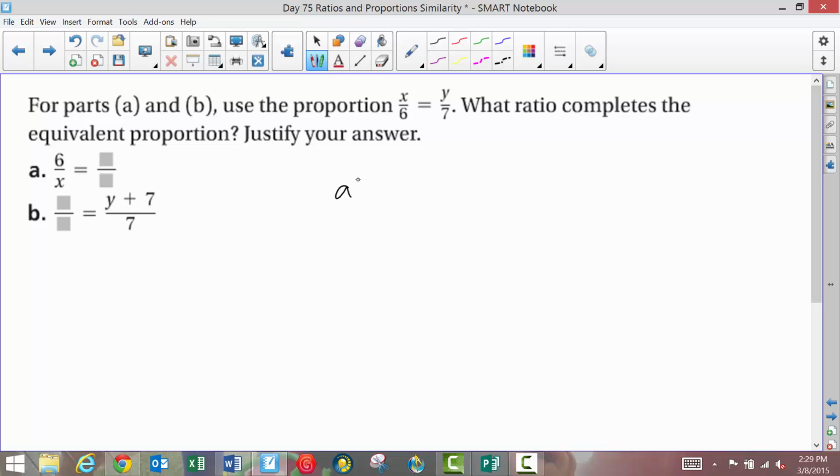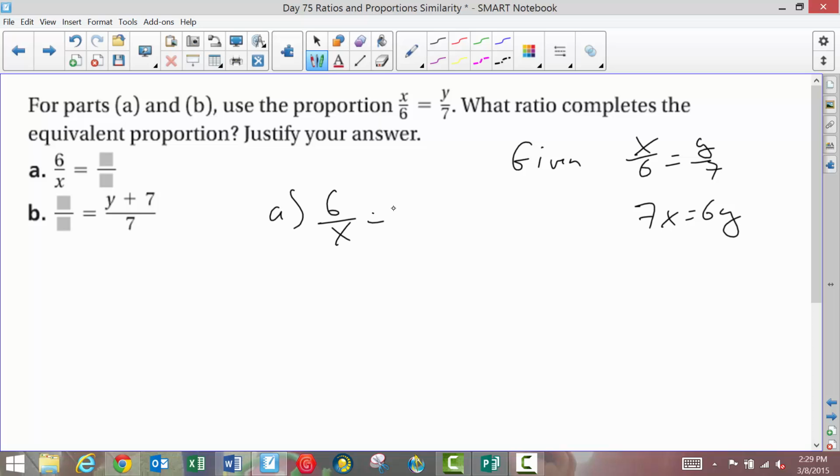So let's do part A. Well, I'm given x over 6 equals y over 7. That means my cross product is 7x equals 6y. So for part A, I have 6 over x equals blank over blank. And again, these have to be the same. That means when I do the cross products, I still have to end up with 7x equals 6y. Well, 7 goes up top, y goes down below, because when I do the cross products, I get 7x equals 6y. And they're the same.